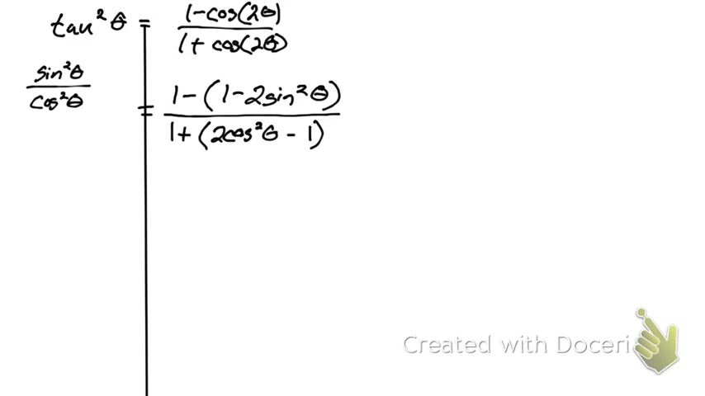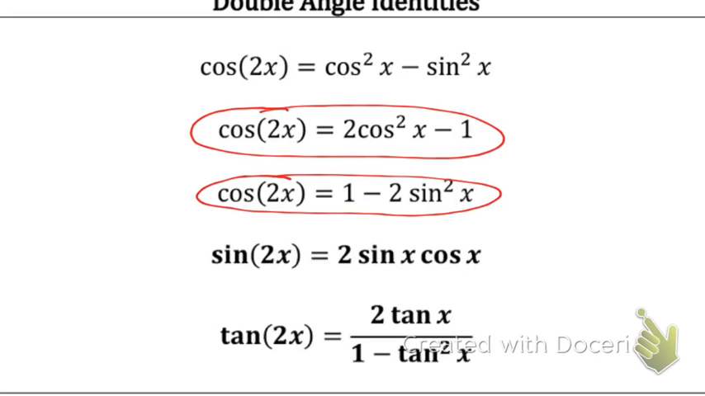Once again, this just boils down to noticing that cosine 2 alpha and rewriting it, looking at your double angle identities and rewriting it.